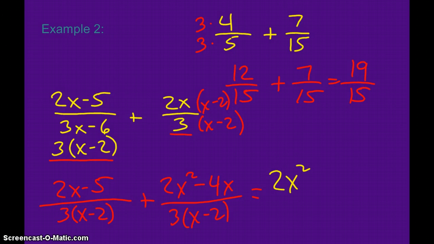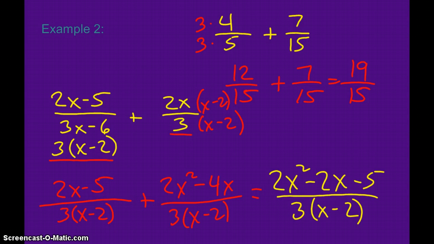So I can add those together. I have a 2x squared. 2x and negative 4x make negative 2x. And the minus 5 is still there. So there's my answer. And I can always leave my denominators in factored form.